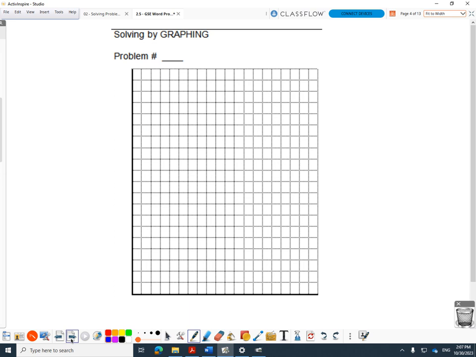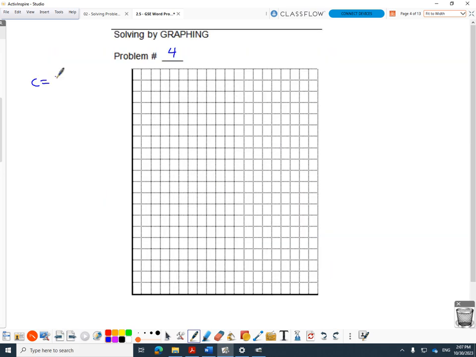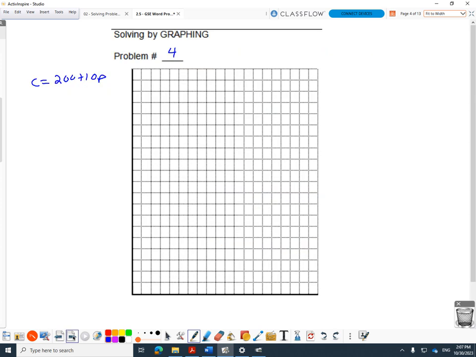Problem number 4. C equals, I know it's not written like this. Yours isn't written like this. Mine says 200 plus 10p. Yours doesn't say that, right? And the second one's 280 plus 8p. But that's not the way you have it written on yours, is it? It's the other way around. Because this would mess people up the way we've taught it. We're used to the slope being the first number and the y-intercept being the second number, so we're used to seeing it like this.